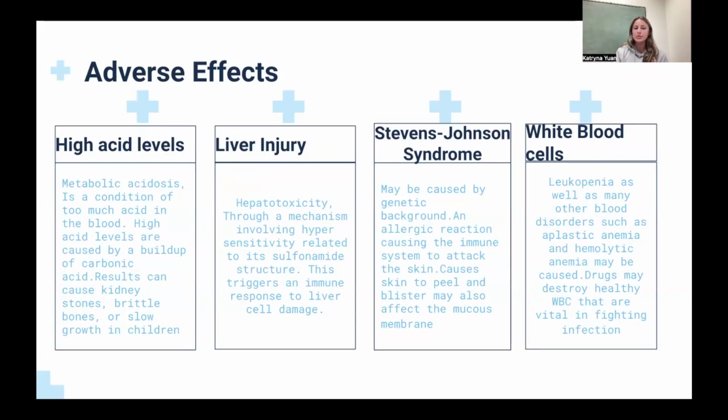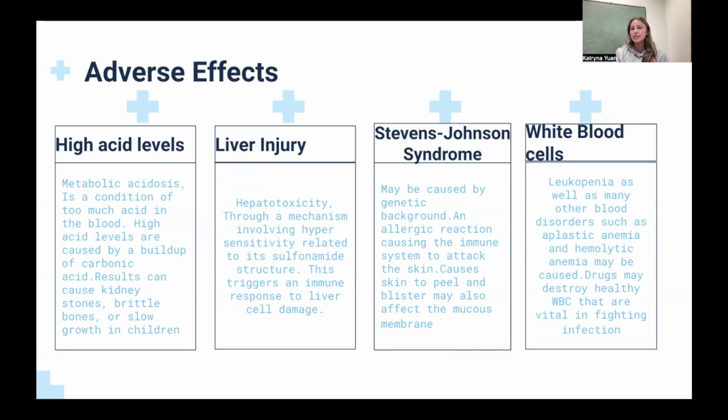Liver injury, also called hepatotoxicity, is a mechanism involving hypersensitivity related to its sulfonamide structure. It triggers an immune response to liver cell damage. Stevens-Johnson syndrome can be caused by genetic background, but it's an allergic reaction causing the immune system to attack the skin itself. This can cause blisters and peeling of the skin. It can also affect the mucous membrane.